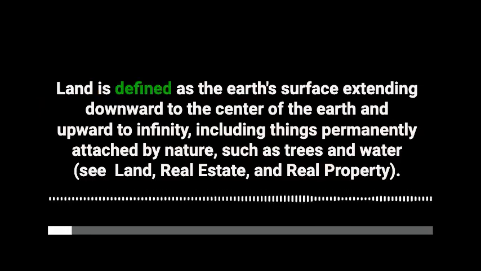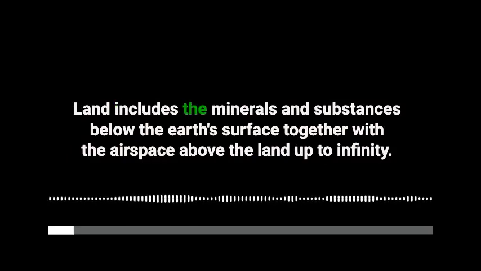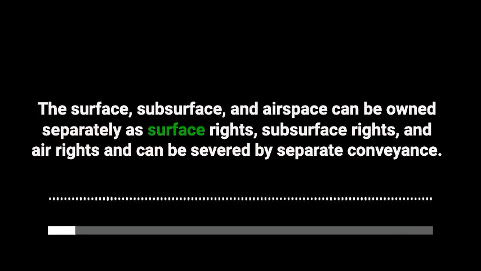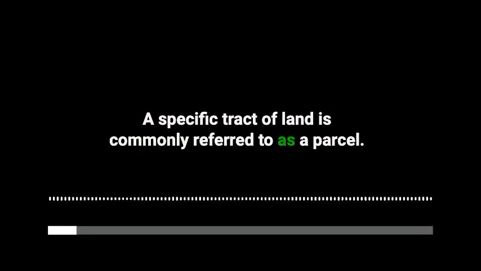Land. Land is defined as the Earth's surface extending downward to the center of the Earth and upward to infinity, including things permanently attached by nature, such as trees and water. Land includes the minerals and substances below the Earth's surface together with the airspace above the land up to infinity. The surface, subsurface, and airspace can be owned separately as surface rights, subsurface rights, and air rights, and can be severed by separate conveyance. A specific tract of land is commonly referred to as a parcel.